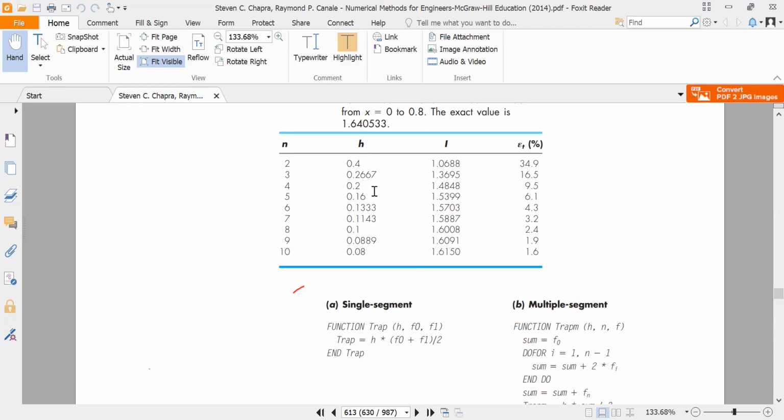Okay, I will just ask you to redo this example by using MATLAB and draw a plot of error versus H, and try to relate how your error is related to step size. And it can even be related to N, because N and H have some interchangeable interpretation.